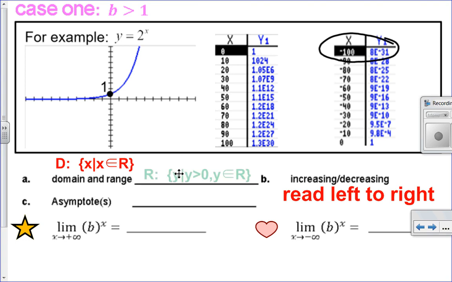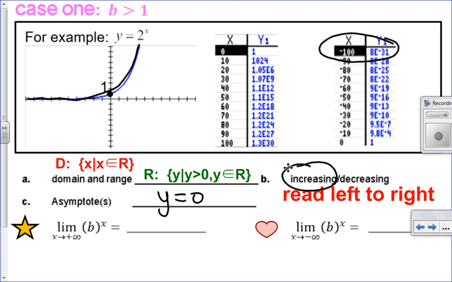So the range is the set of all y such that y is greater than 0. Now, because it can't truly ever equal 0, we have an asymptote at y equal to 0. Let's talk about if it's increasing or decreasing. To determine that, I need to read my graph from left to right. As I read my graph from left to right, I can see that the graph is getting bigger. It is increasing.